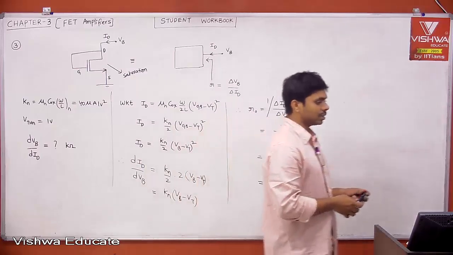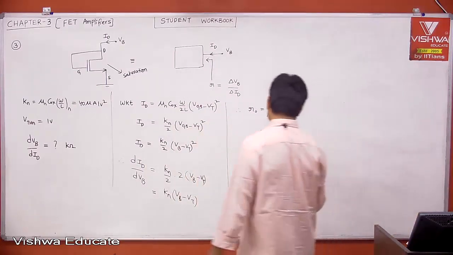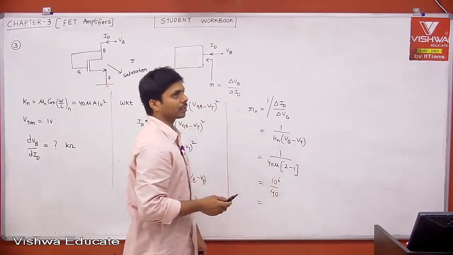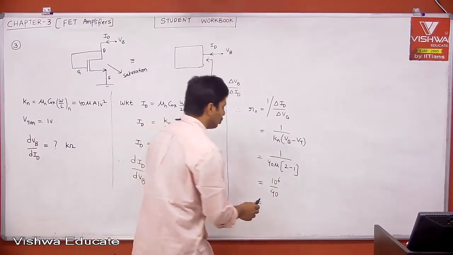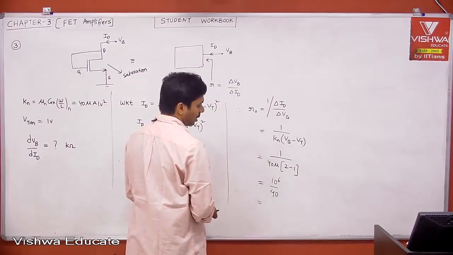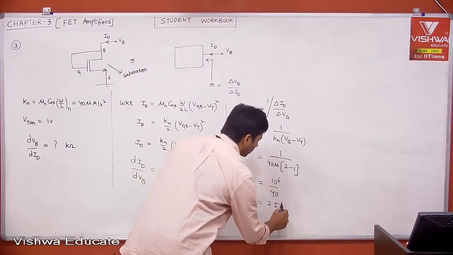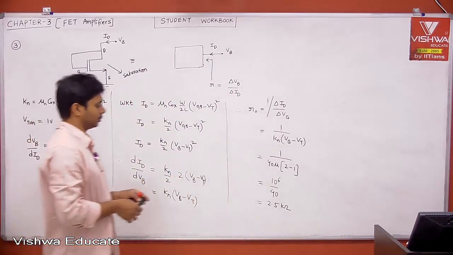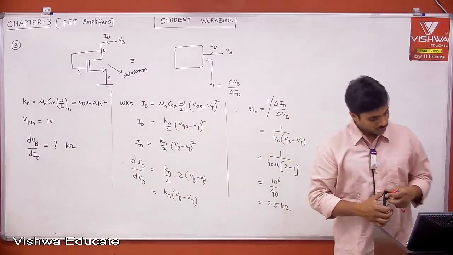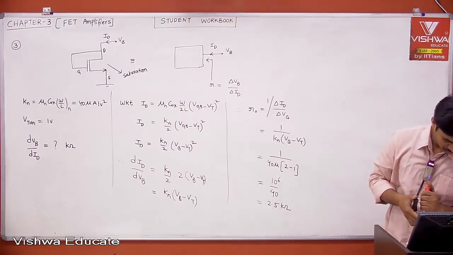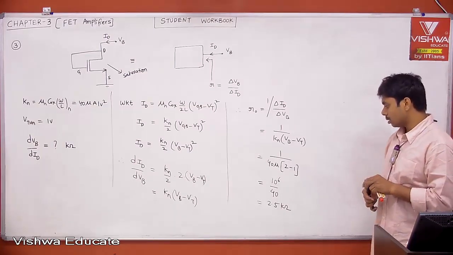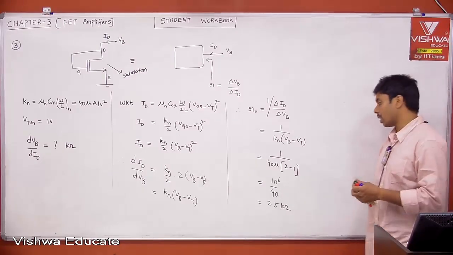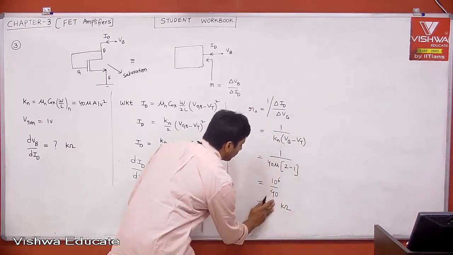How much is that? He is asking in kilo ohm. Therefore, if you take 10 to the power of 3 out, then 1000 by 40, 10 by 4, 2.5. Therefore, I can say 2.5 kilo ohm. What is the answer? Something is wrong? 1000 by 40. What is 1000 by 40? 100 by 4. 100 by 4 is 25. Therefore, this is 25 kilo ohm.